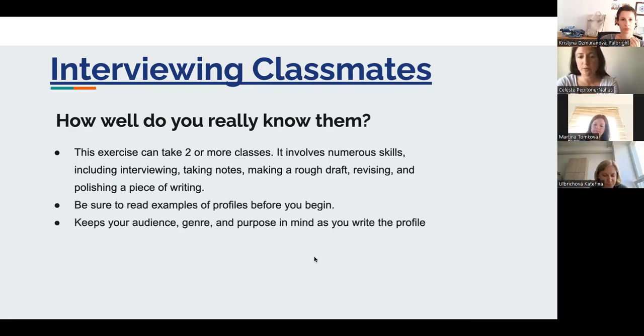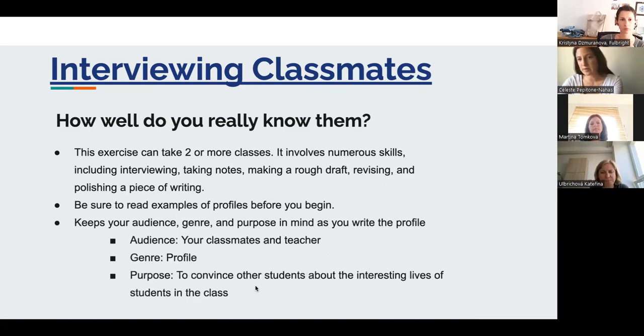Again, be sure to read examples of profiles. It could be a celebrity profile or one that you write. They should keep their audience in mind and their purpose in mind, which is to convince other students about the interesting lives of their classmates, which can be challenging if you're working with, say, final year students who have been in the same class for 8 years. But that can be a challenge. They might say, we know everyone, but you could challenge them to find out something new about one another in the interview process. Or if they're in the middle of their time at gymnasium, maybe it's a little easier. They know each other pretty well, but there's still more to find out.